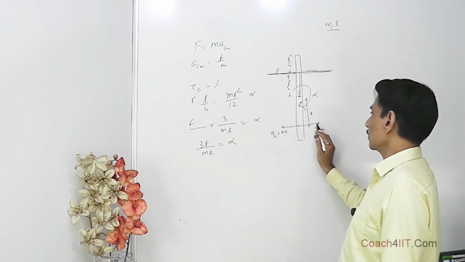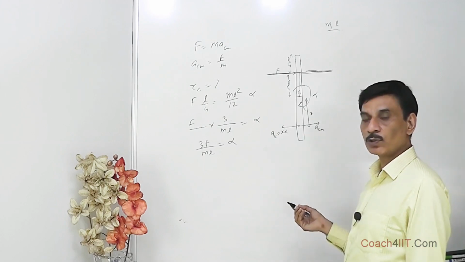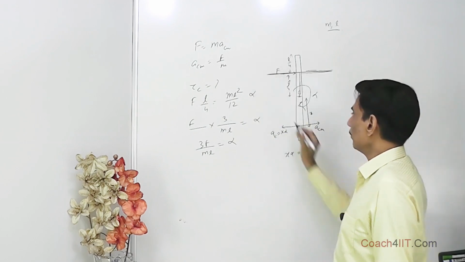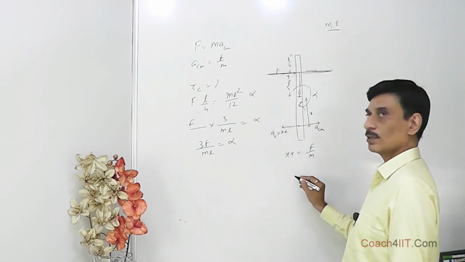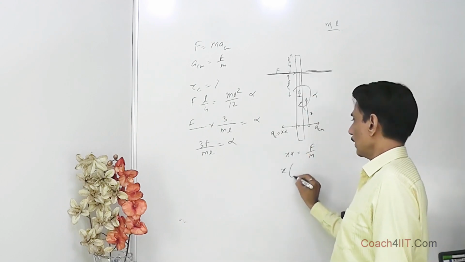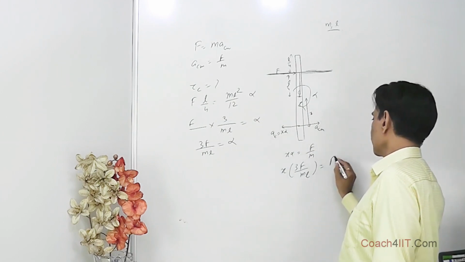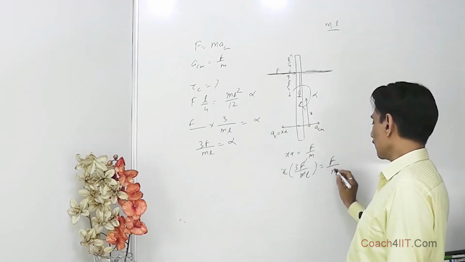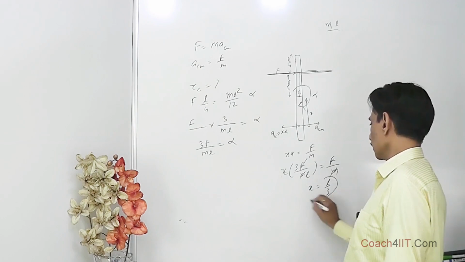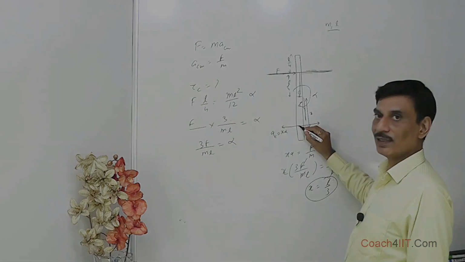If these accelerations are equal and certainly opposite also, the net vector will become equal to 0. So AT, that is x alpha, should become equal to ACM. ACM is what? F by m. What is alpha for this rotating body? That is x into 3F by ml is equal to F by m. F and F get cancelled, m and m get cancelled. So x comes out to be L by 3. So at a distance x is equal to L by 3, this point will have zero acceleration.